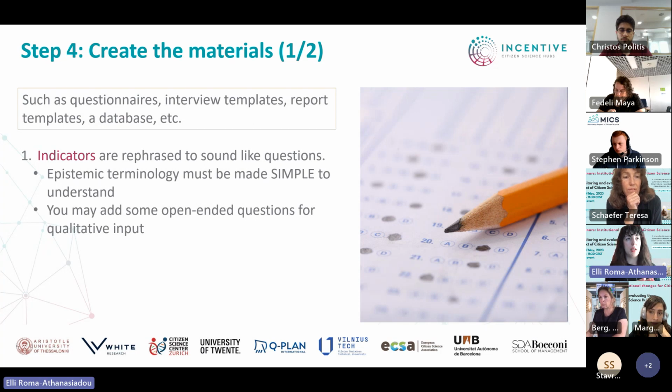Now, since we have already followed all these steps until step 4, and we have created our indicators and picked the methods and everything, this is the step to actually create all of the questionnaires that we will need. Since we have already created the indicators, we can just rephrase them in order for them to sound like questions, and of course, make sure that they are simple and easy to understand.